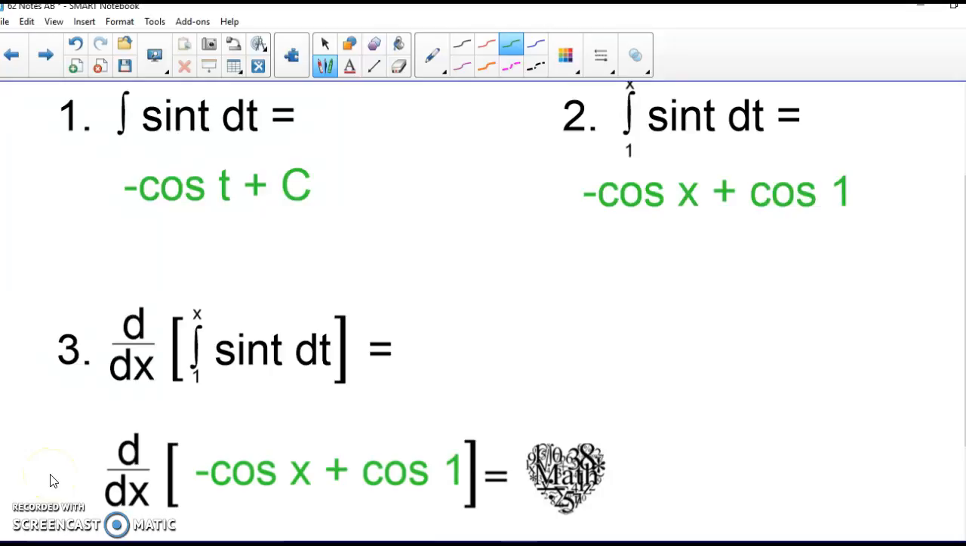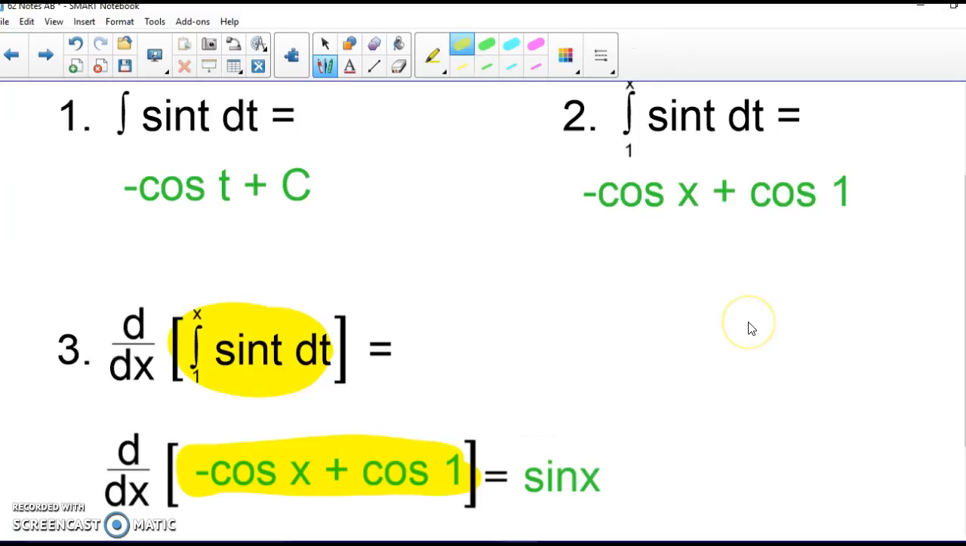What I'm doing in problem 3 is actually taking my answer from problem 2, because this right here is the same as the question in problem 2, so I'm taking the answer of problem 2, and the derivative of negative cosine of x plus some constant is just going to be sine of x.